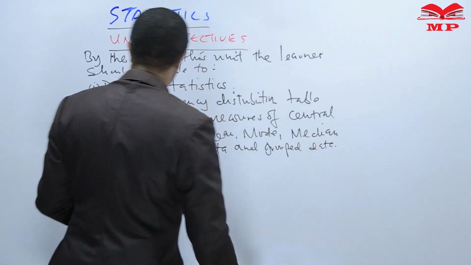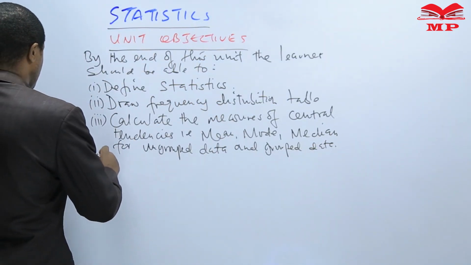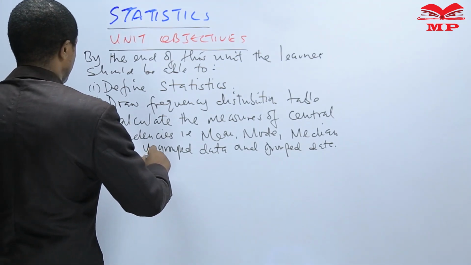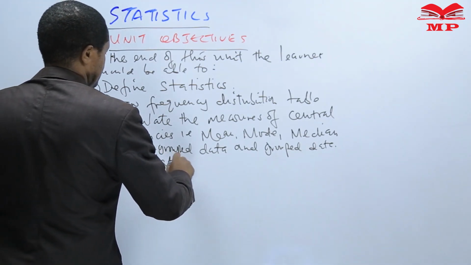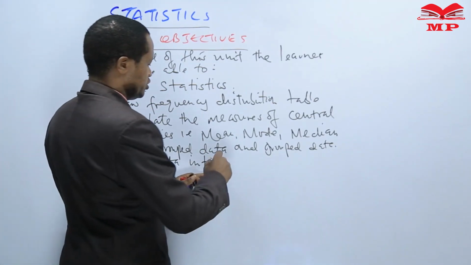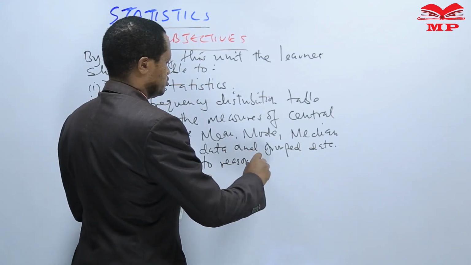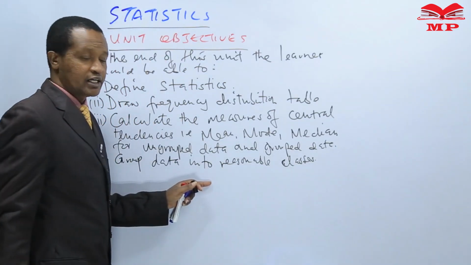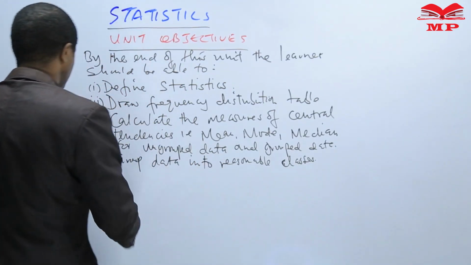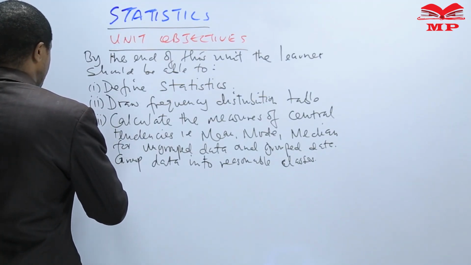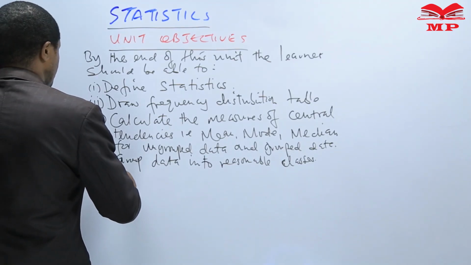Then number four, the learner should be able to group data into reasonable classes. Grouping data into reasonable classes.